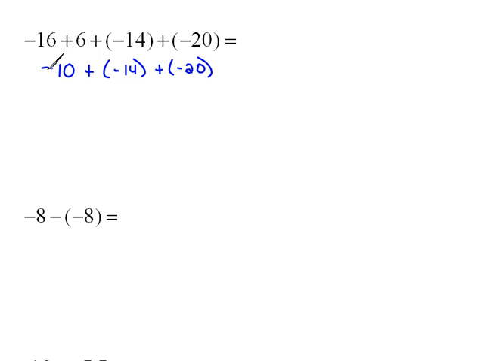Now we're going to work on our negative 10 and our negative 14. So here the signs are the same, so we will add the numbers. That'll be 24, and we'll keep the sign. Now I'm going to recopy everything else and start again. Our signs again are the same, so that tells us we're going to add. 24 and 20 would be 44, and keep the sign. So our answer here would be negative 44.